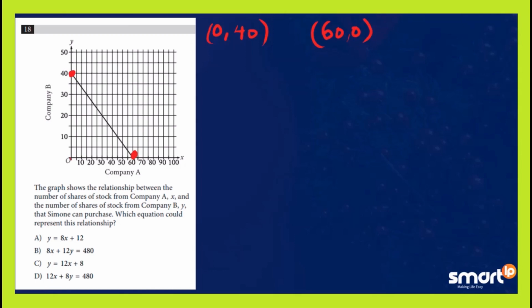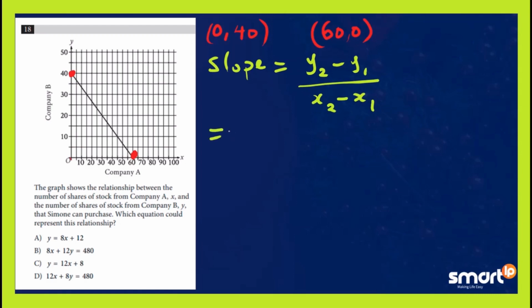The second thing you're going to do, you will need to find the slope. Okay, so let's find the slope. The formula for slope equals y2 minus y1 over x2 minus x1. Okay, good. So let's try to identify the x1, x2, y1, y2.